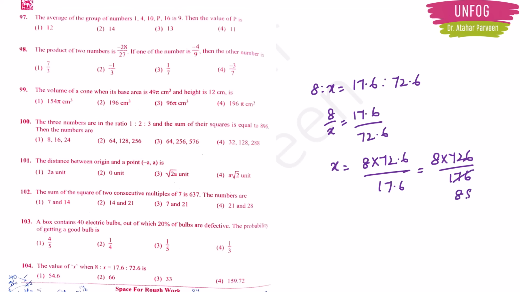2 8s are 16, 2 3s are 6, 2 6s are 12, 2 3s are 6. So you have 8 into 363 by 88. So you have 8 1s are 8, 11 1s are 11, 11 3s are 33. So option 3 should be the correct answer here. Okay.